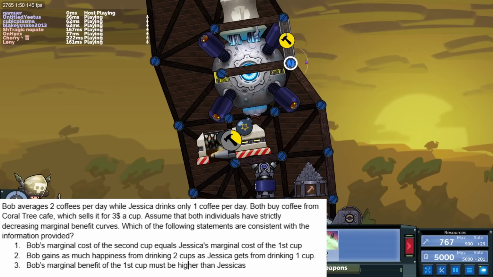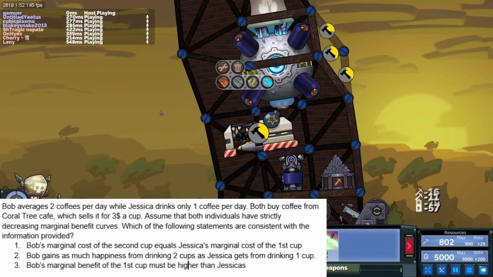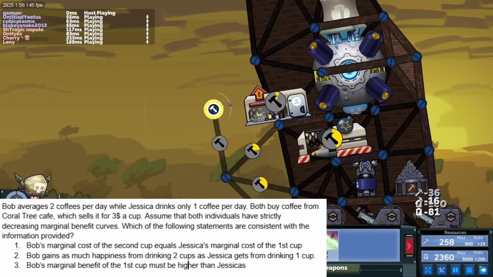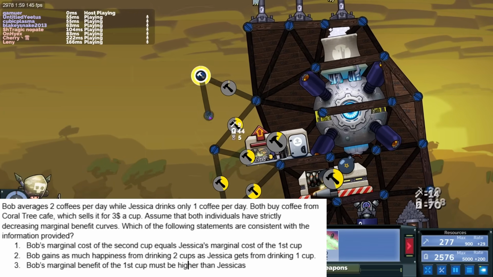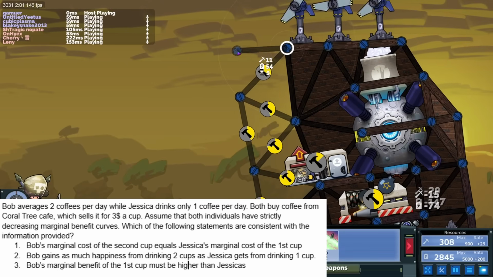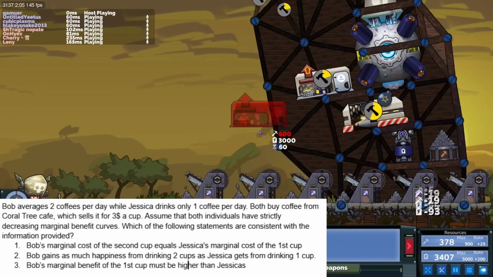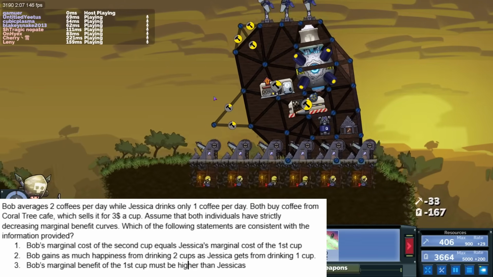Number 2, Bob gains as much happiness from drinking 2 cups as Jessica gets from 1 cup. We can't tell, okay? Happiness is hard to quantify, and maybe Bob gains more happiness, maybe he gains less. Who knows? Maybe Jessica just really gets hit by the caffeine, not unlike Bob. Maybe Bob is immune. What a loser! I would hate to be immune to caffeine.